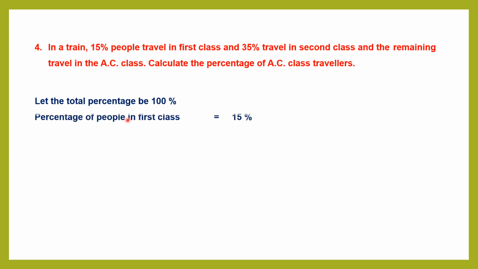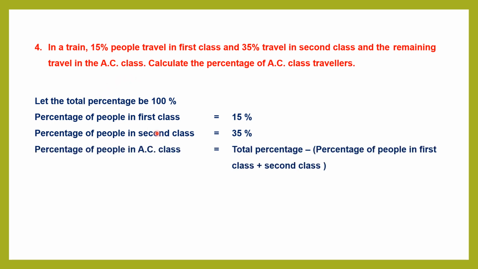Now, what is given to us? Percentage of people in first class is given to us, 15%. Percentage of people in second class is given to us, 35%. Now we have to find the percentage of people in the AC class. That's quite simple. All you have to do is add up these two, 15% and 35%. Then we will know how many people are traveling in the first class and the second class. We get that percentage, and if you subtract that answer from the total percentage, the remaining is the AC class. So that's how we find it.